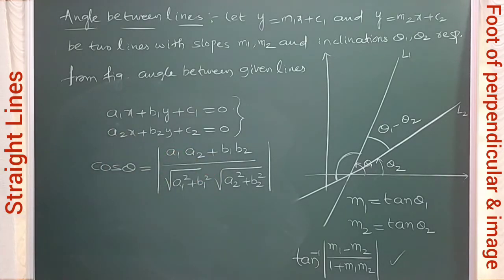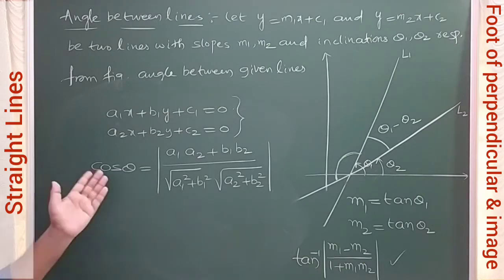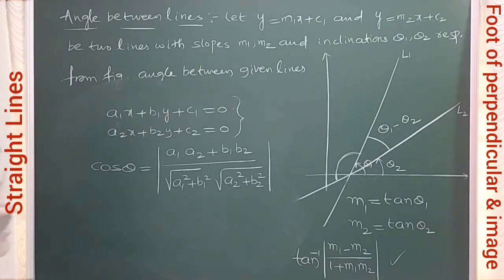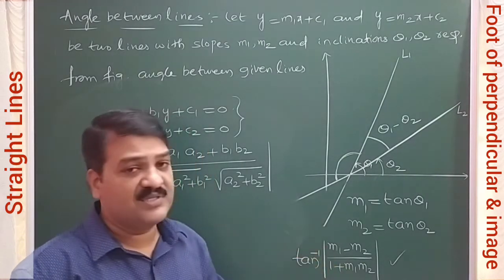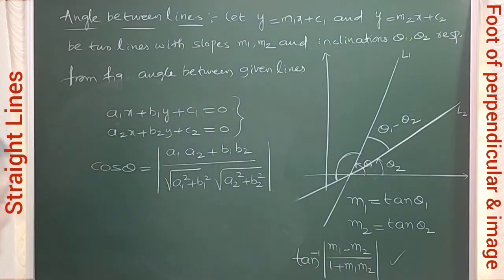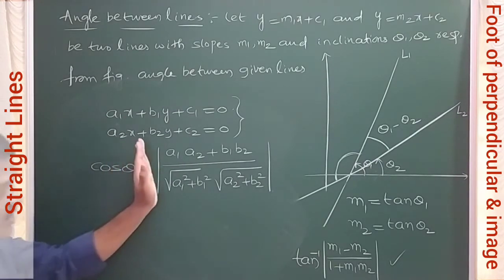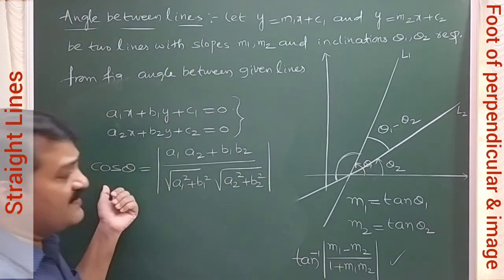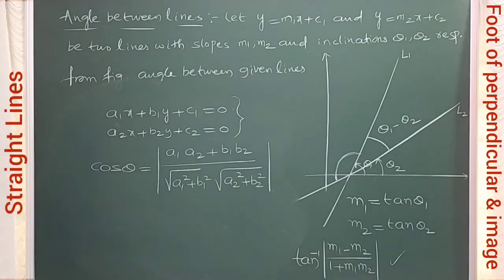So to calculate the angle between the lines, we can use this formula as well. When you calculate the slopes, we can use the earlier formula. Without calculating the slopes, just using the coefficients, we can apply this formula. And since we have taken modulus here, this also gives us the acute angle between the lines.